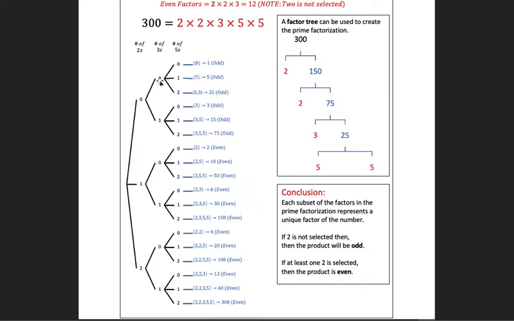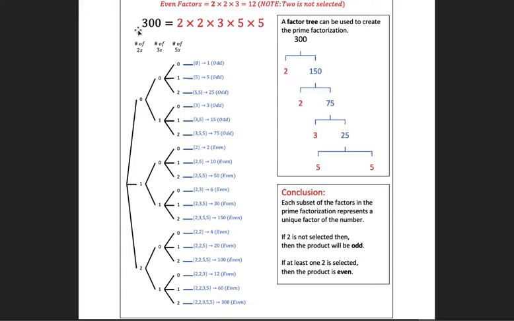Same thing for 3. The number of choices that you have is either selecting 0 or 1. And for the numbers 5, you could have 0, 1, or 2. So looking at these outcomes, you might notice that each of these subsets represents one of the factors. All of these numbers divide 300, and it accounts for the total number of factors of 300.